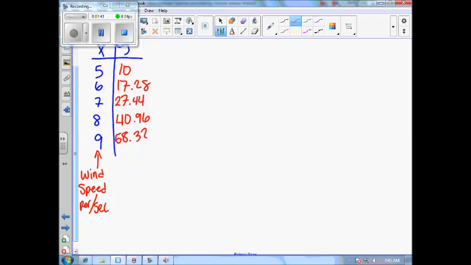Okay, on the y-axis it says, let's see, it's the power generated in kilowatts. So the faster the wind is, the more power that's generated. Power in kilowatts. So that's in your book. So here's the question. What is the degree of the polynomial function that models this data?